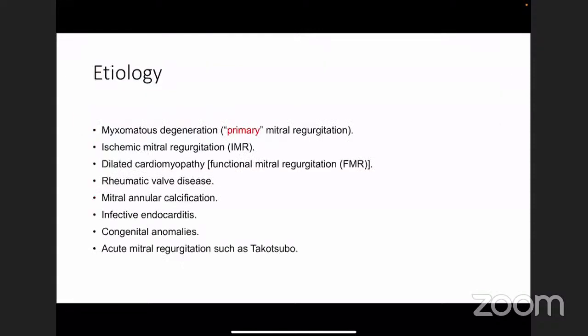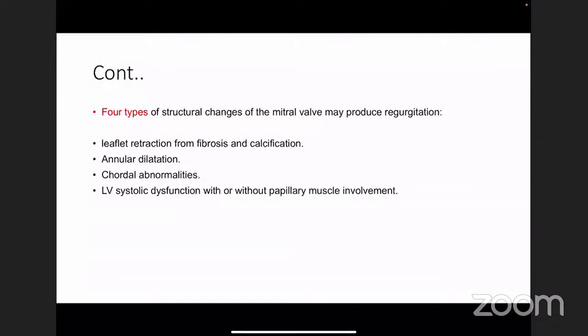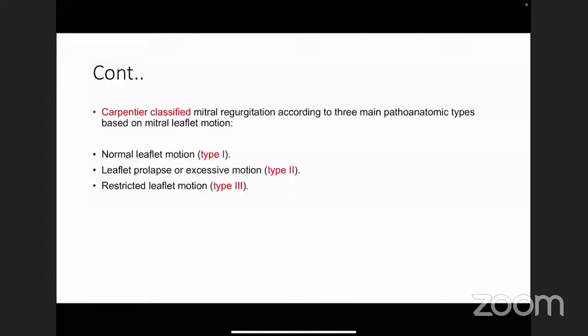Mitral regurgitation etiology: myxomatous degeneration, primary mitral regurgitation, ischemic mitral regurgitation, dilated cardiomyopathy, which is now called functional mitral regurgitation, rheumatic valve disease, mitral annular calcification, infective endocarditis, congenital anomaly, and acute mitral regurgitation such as Takotsubo. Four types of structural change of the mitral valve may produce regurgitation: leaflet retraction from fibrosis and calcification, annular dilatation, chordal abnormality, and LV systolic dysfunction with or without papillary muscle involvement.